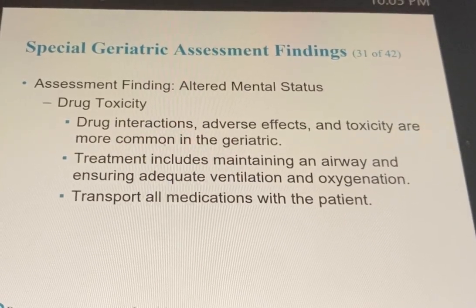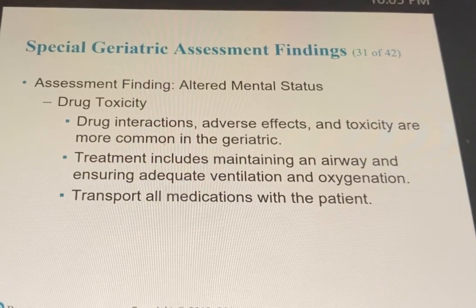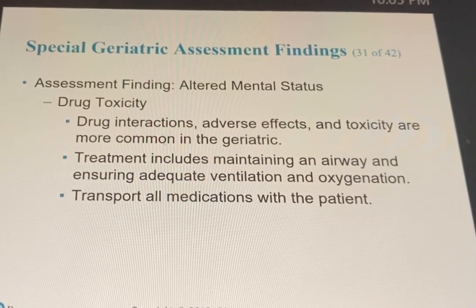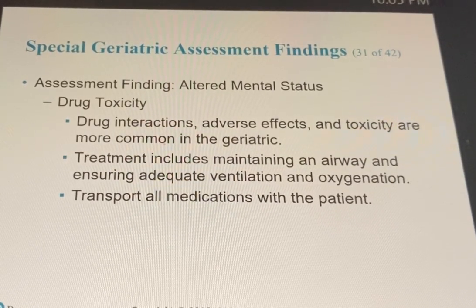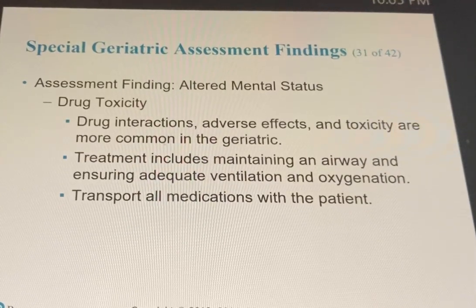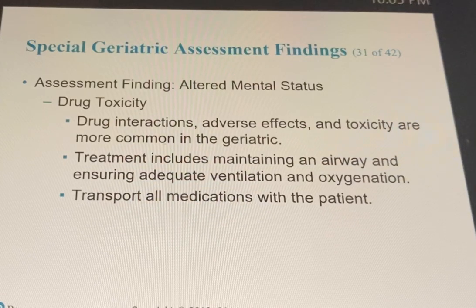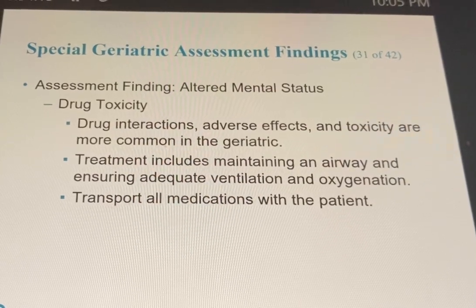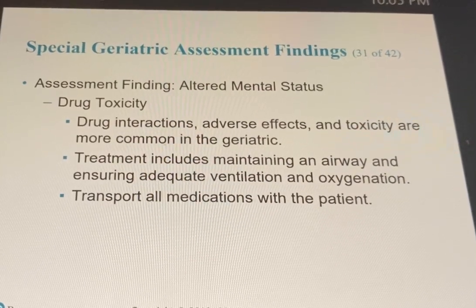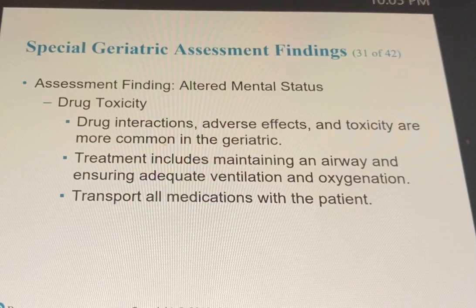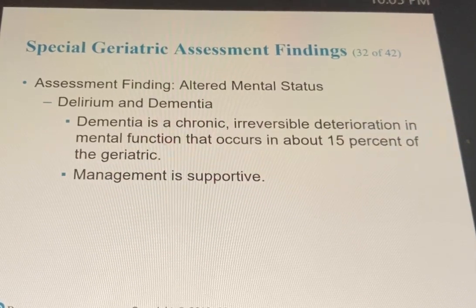The geriatric population takes approximately 1/3 of all prescription medications. They also buy the greatest number of over-the-counter medications. Because they tend to have many coexisting diseases, they are at a greater risk for drug interaction from prescription medications.